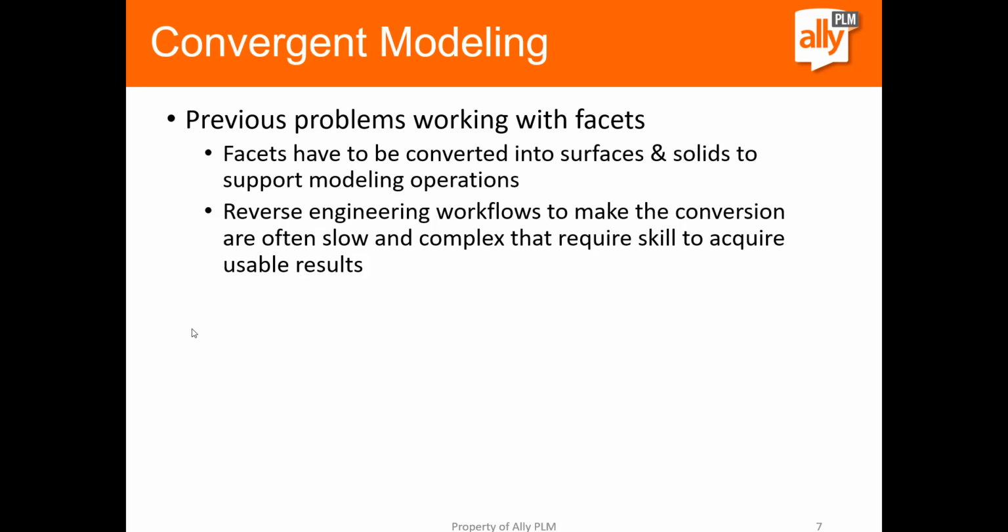So let's look at some previous problems working with facets. Facets have to be converted into surfaces and solids to support our modeling operations. Reverse engineering workflows that were in place to make the conversion are often slow and complex and require skill to acquire an actual usable result. With convergent modeling, however, there is no need for a conversion. We can directly interact with the facet quickly and efficiently, unlike before.